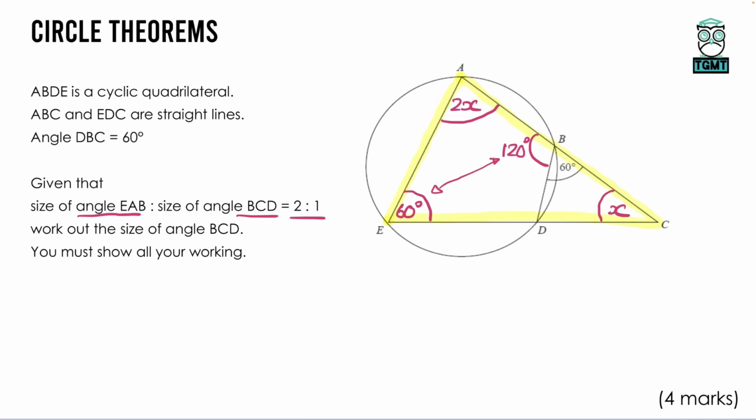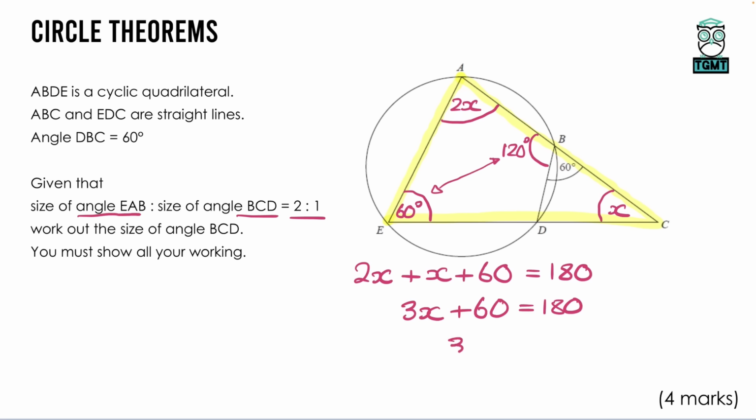So now that we've written those two angles in terms of algebra, we can actually form an equation. We have 2x plus 1x plus the 60, and we know that all of those combined have to equal 180 degrees. If we simplify that, we get 3x plus 60 is equal to 180. We can then take away 60 from both sides, so 3x is equal to 120, and then we can divide by 3, so 1x is equal to 40.